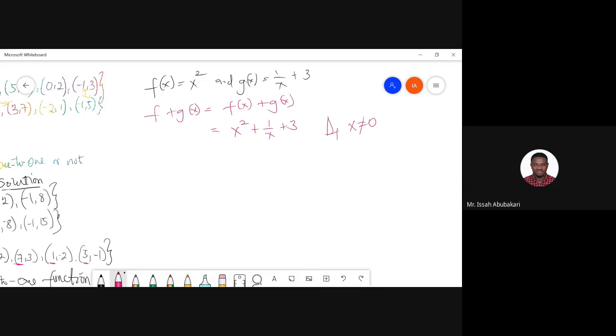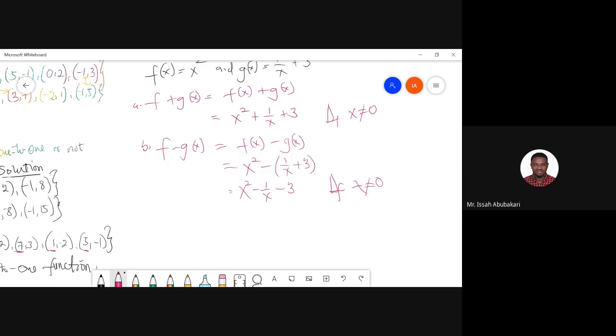All right, now let's look at the second operation. This is the first one, A. Let's say B is f minus g of x. It is going to be the same, f of x minus g of x. Then we are going to have x squared minus 1 over x plus 3. So when we expand the brackets, we multiply through by what? Negative 1. So x squared minus 1 over x minus 3. And at the end, this will be the simplified form of our function. Also, the domain of this function is going to be the same. x should not be equal to what? 0.